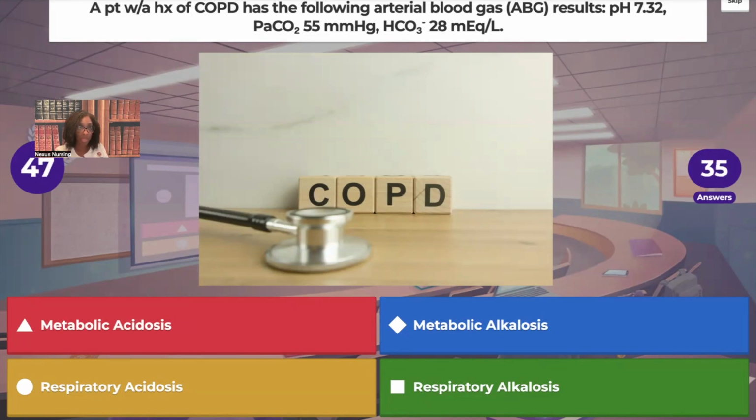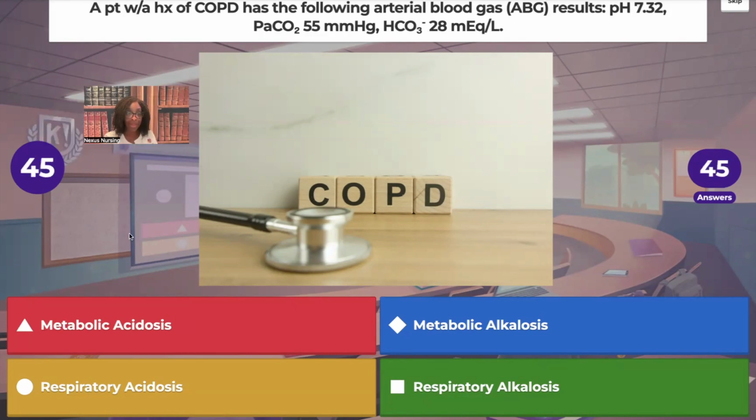Is it metabolic acidosis? Is it metabolic alkalosis? Is it respiratory acidosis? Or is it respiratory alkalosis? Again, the patient has COPD, their ABG results: the pH is 7.32, carbon dioxide 55, and bicarb is 28. What are we looking at here?